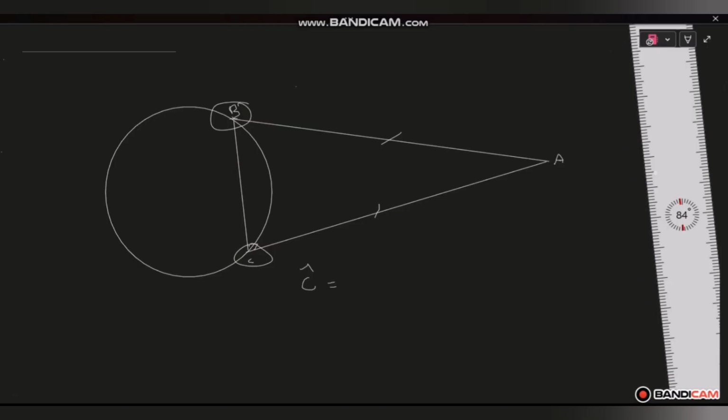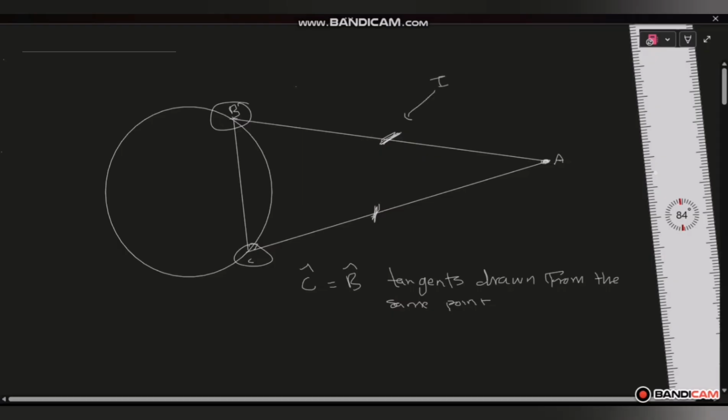So angle B equals angle C. The reason is, since you can see that AB is equal to AC and they are drawn from the same point, which is A. Therefore, the reason will be tangents drawn from the same point, which is point A. Only if B and C are joined, we can see that AB and AC are equal.